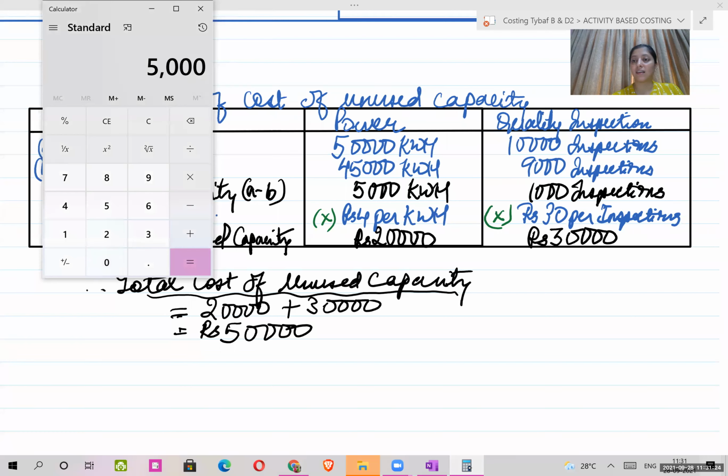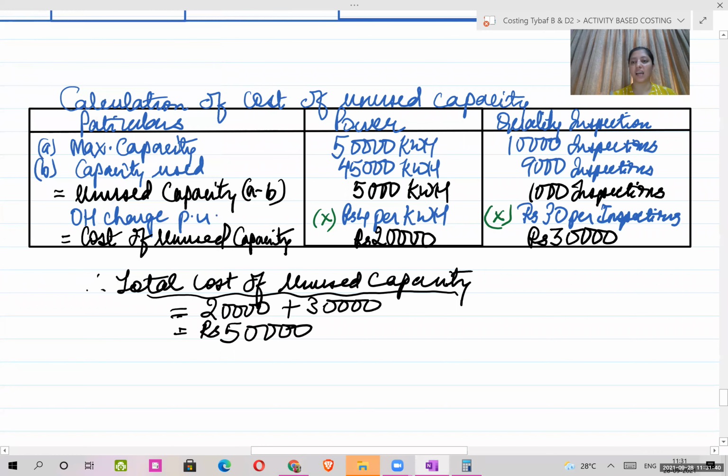So what is it for power? 5,000 into 4 rupees makes it 20,000, and 1,000 inspections multiplied with 30 rupees per inspection makes it 30,000. So 20 plus 30 is how much? A total of 50,000 worth of capacity is unused by the manufacturer. So you got a preview of ABC, how it also helps you analyze the unused capacity of the manufacturer.